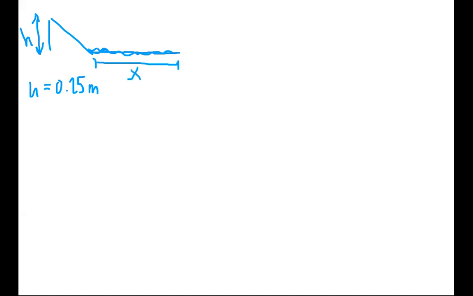Okay, so we have a ramp that has a height h equals 0.25 meters. And it goes onto a rough surface with friction after it goes down that ramp. We want to know how far along that surface it will slide. And we know that the box is 2 kilograms and that the friction coefficient is 0.50.